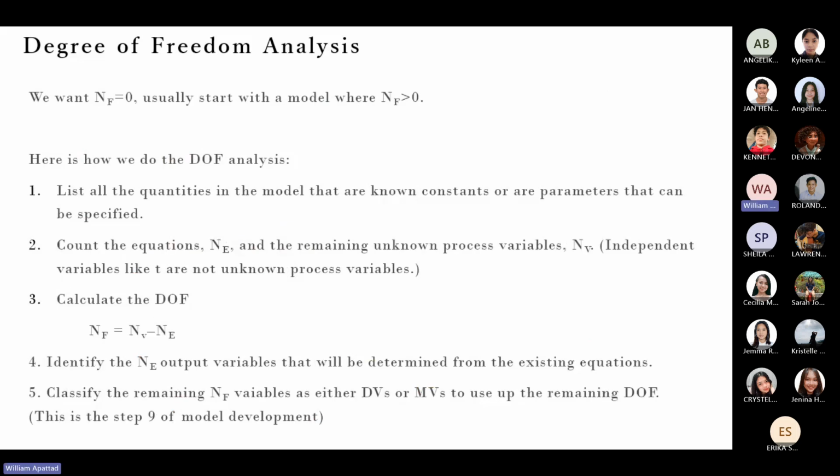So sa degree of freedom natin dun sa example, okay. So we want that NF is equal to 0 para we have a solution. Okay? Pero it usually starts with a model where NF is greater than 0. So pwede nating gawan ng paraan kapag greater than 0 ang NF natin. Okay?